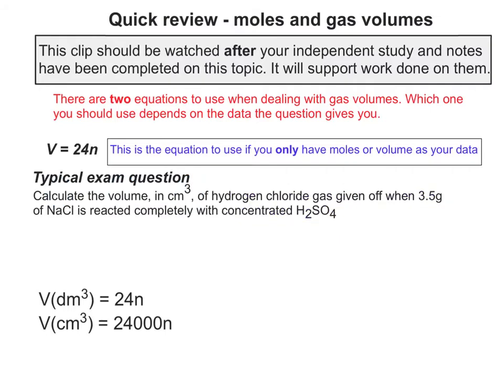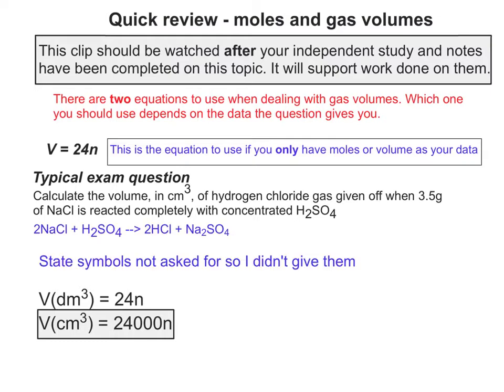A typical exam question might go something like this. It'll ask you to calculate the volume in centimetres cubed, so it specifies which unit to use. It wants the volume in centimetres cubed of hydrogen chloride gas given off when 3.5 grams of NaCl are reacted completely with concentrated H2SO4. I've put in the balanced equation now. I didn't bother with state symbols because it didn't ask for them. So I'm focusing on my gas volumes and moles at this point.